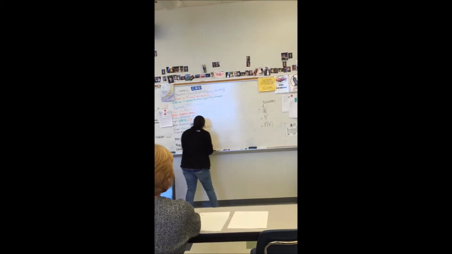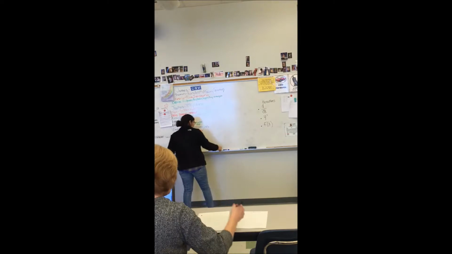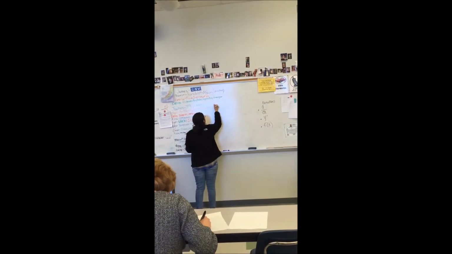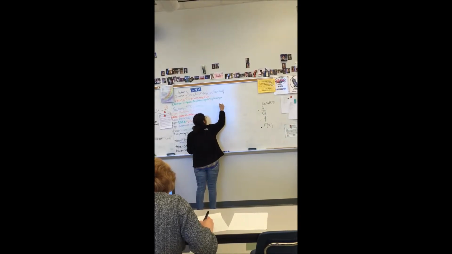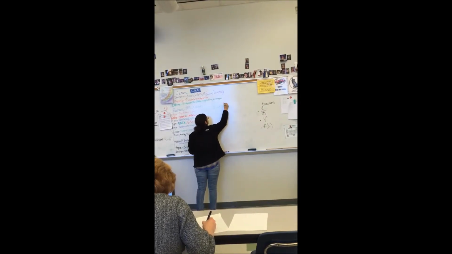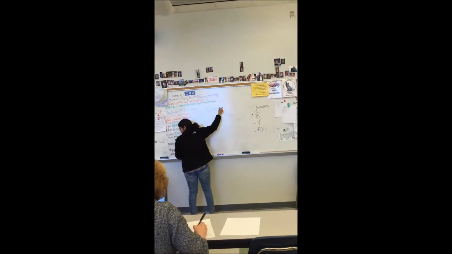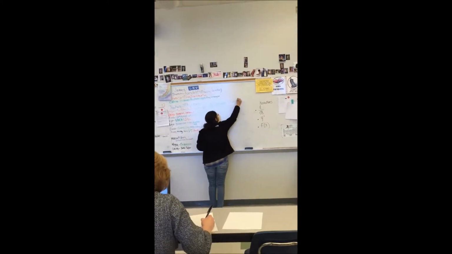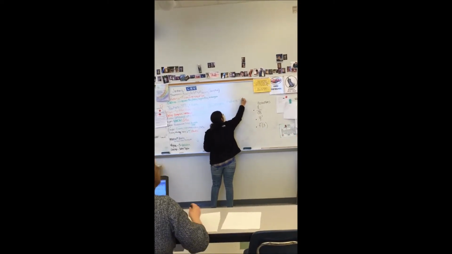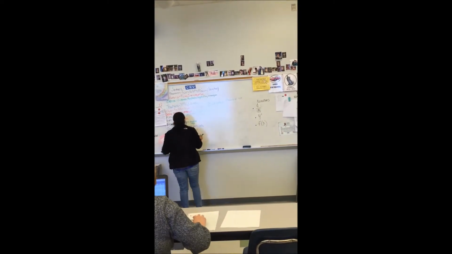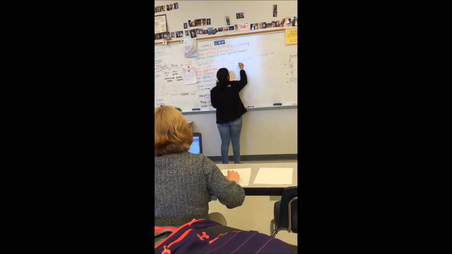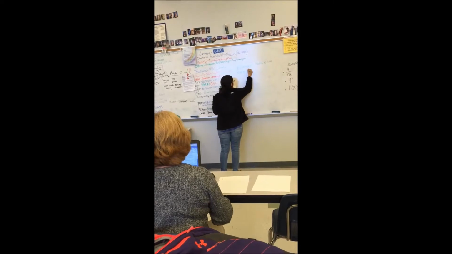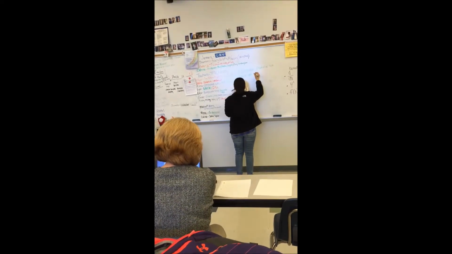Okay, the third rule will be the constant multiple rule. This one's kind of confusing, but it's kind of like the power rule. You have to actually do it to understand. With this one, you'll usually have to rewrite the problem in order to differentiate it.